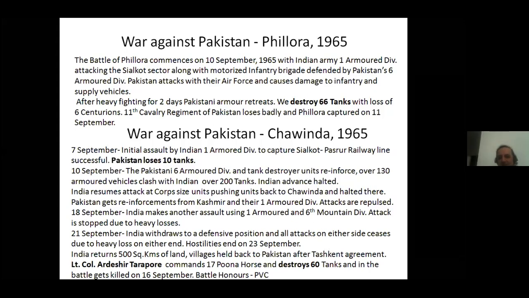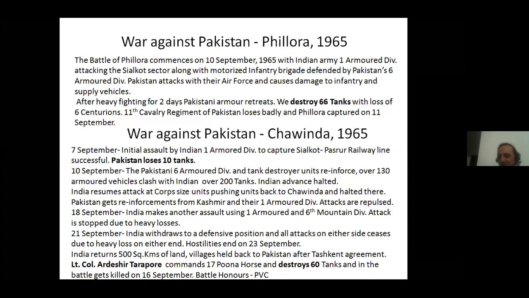So here, in the initial battle we are able to punch through the Pakistani armor, and they lose 10 tanks. Three days later, the 6th Armored Division brings in reinforcements. Tank destroyers come into play here. It's an alternative weapon to a tank, and its job is to counter armor. Usually a tank destroyer doesn't lead an armored offensive, but is there to counter armor. If I have time, I'll show you a model of that a little later. So again, a heavy tank battle takes place at corps level between India and Pakistan.